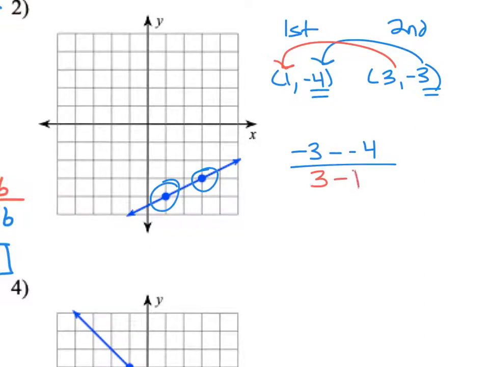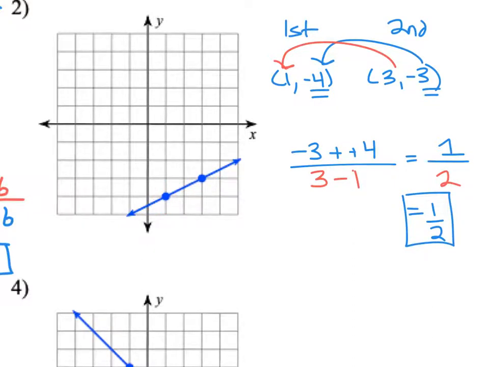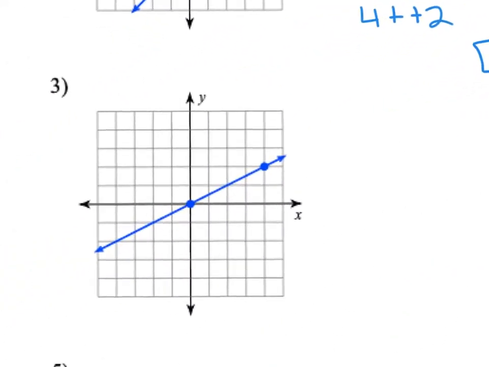Okay, so I'm going to solve this out. I know that 3 minus 1 is 2. And on my numerator, I've got a minus and a negative, so I'm going to keep, change, flip. Keep the -3, change minus to plus, flip negative to +4. -3 plus 4 is 1, so my slope is 1/2. Or in other words, to get from my first point to my second point, I go up 1, right 2. All right, let's try a couple more.